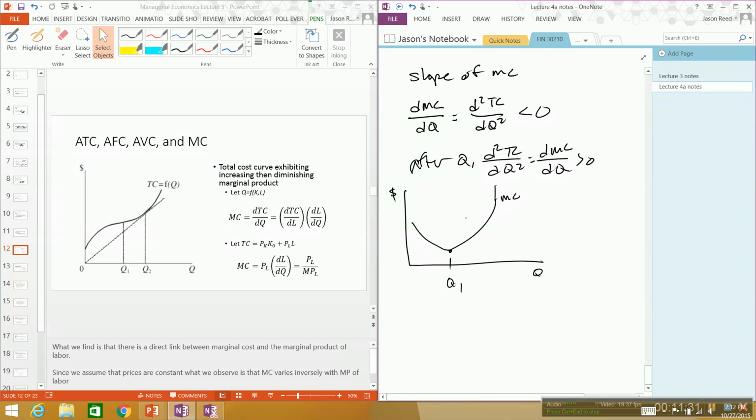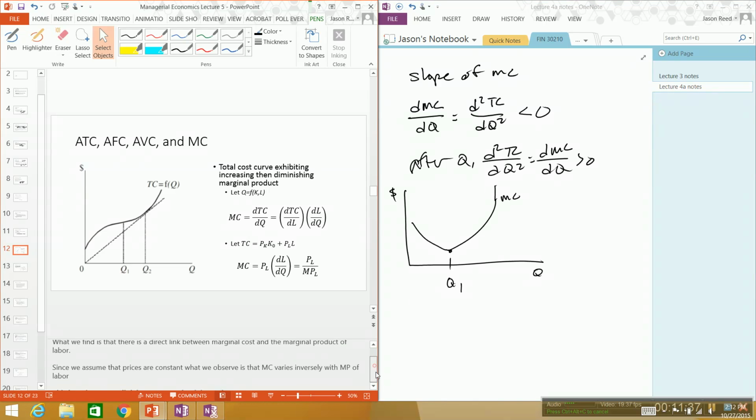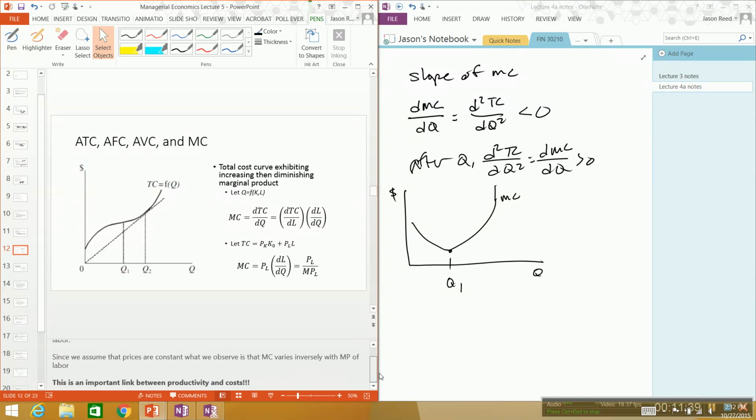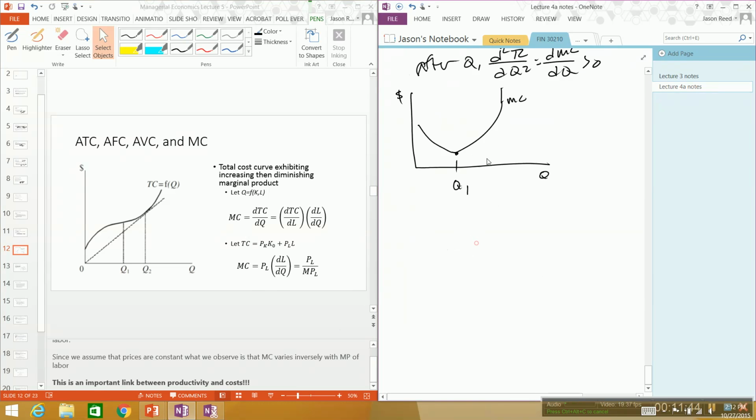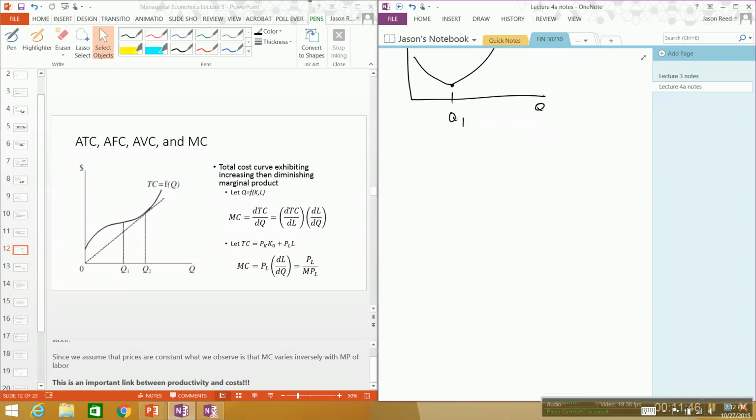Good. So now how do we interpret this Q2 point? Again, Q2 is going to tell us that we are going to be finding some minimum average total cost. How do we know that's the minimum in some way?